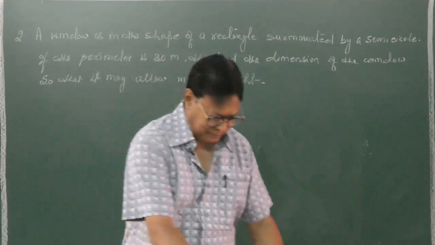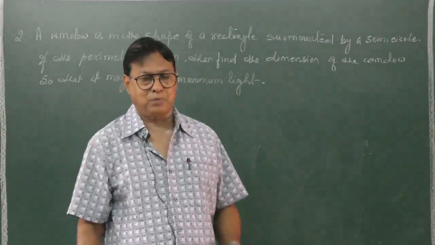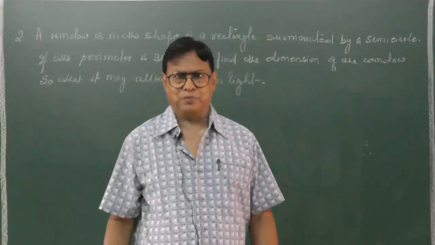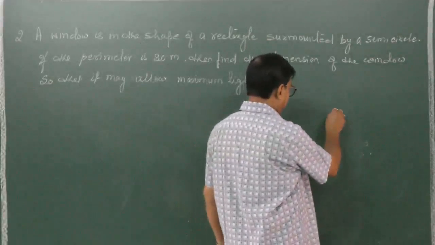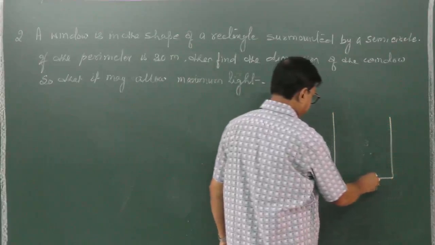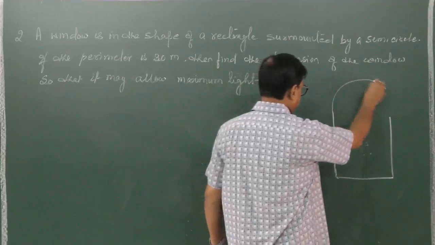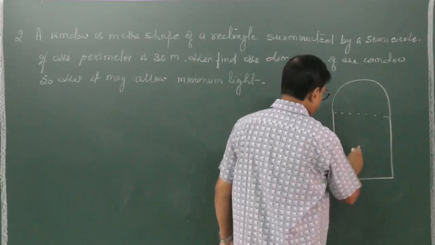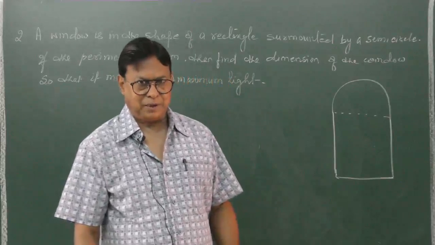Well, the next one is a window in the form of a rectangle surmounted by a semicircle. You have seen this window in your school. All the chapel hall windows are of that same form. So a rectangle surmounted by a semicircle. That's the window you have seen in the chapel hall.